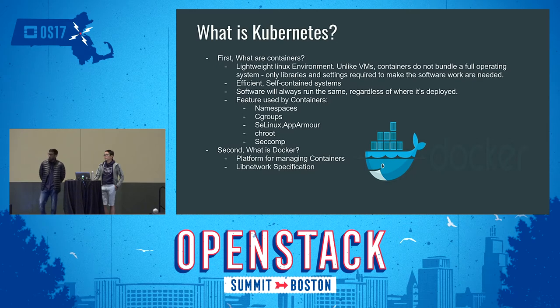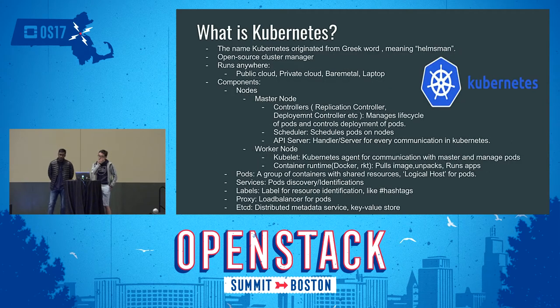And next, we'll move to Docker. Docker is a platform for managing these containers, and it uses the libnetwork specification. It has many features for packaging images and running in containerized environments. Kubernetes is an orchestration engine for lifecycle management, and its name is derived from the word helmsman. It's completely open source, mainly driven by Google, and it runs everywhere, like on public cloud, private cloud, and bare metal.